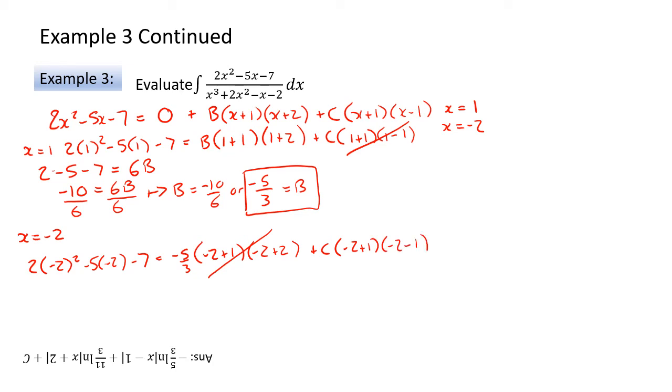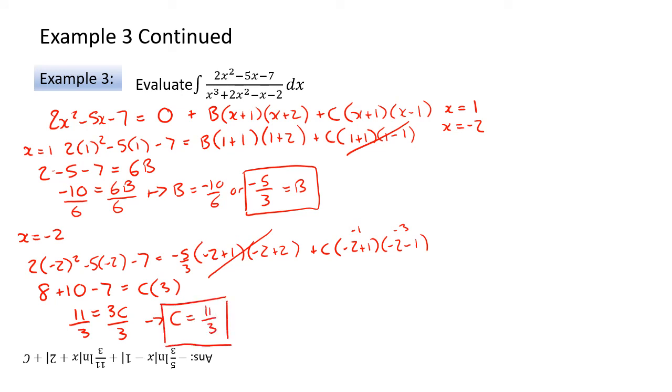Plus c times negative 2 plus 1 times negative 2 minus 1. So 2 times negative 2 squared is 2 times positive 4, which is 8. And negative 5 times negative 2 is positive 10, so that's plus 10 minus 7 is equal to c times, we have negative 2 plus 1, which is negative 1, and negative 2 minus 1, which is negative 3. So we have c times 3. So 8 plus 10 is 18, minus 7 is 11, so we're left with 11 is equal to 3c. Dividing both sides by 3, we get that c is equal to 11 divided by 3. Okay?